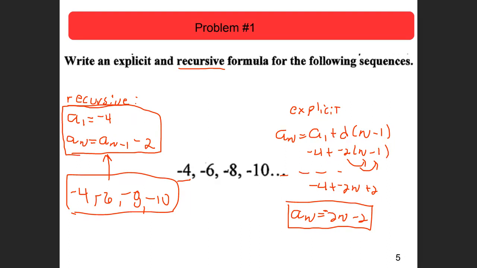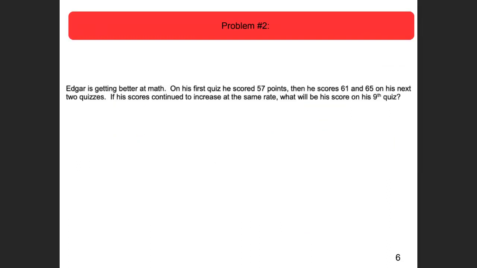All right. So problem number 2 on the assessment this week are word problems. Oh no, Mr. Shanklin, how can you give us word problems? Yep, they're word problems. This is one of them. There's 3 of them for problem number 2. So let's do this one.